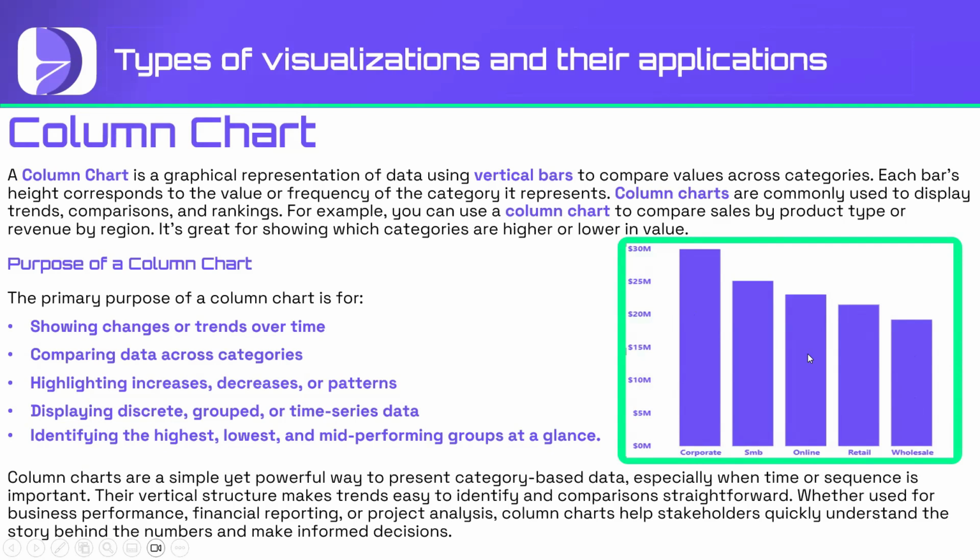So finally, a column chart is a simple yet powerful way to represent category-based data, especially when time or sequence is important. Their vertical structure makes trends easy to identify and comparisons straightforward. Whether used for business performance, financial reporting, or project analysis, a column chart helps stakeholders quickly understand the story behind the numbers and make informed decisions.